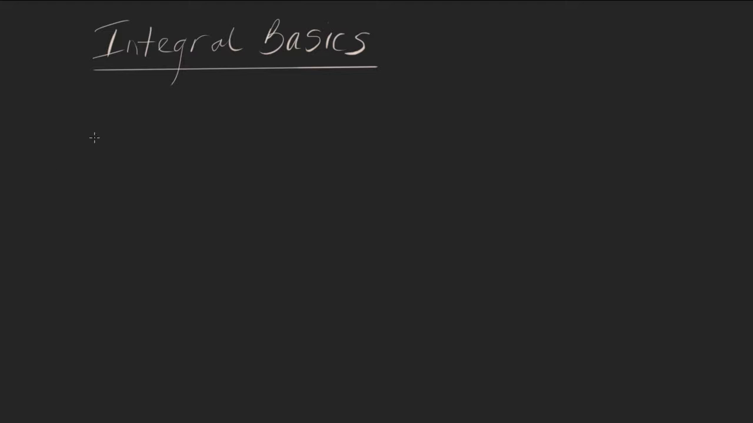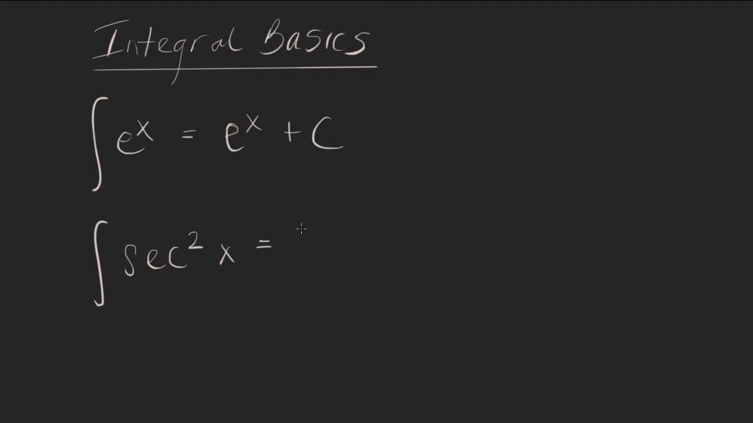Okay. Looking at another example. Let's find the antiderivative of e to the x. You may have guessed it's e to the x plus c. Another good one to know, the antiderivative of secant squared x. You might remember that the derivative of tangent x would equal secant squared x. So our antiderivative would be tangent x plus c, plus some constant.